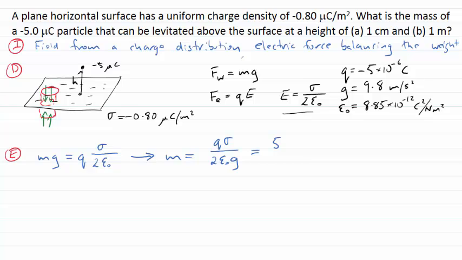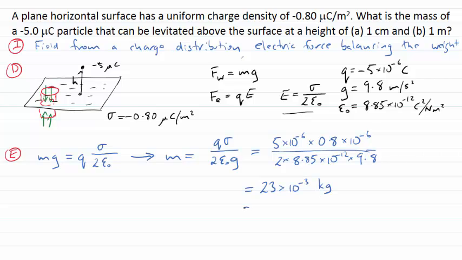We've already taken into account the vector nature of the forces in the problem, so we can simply write this in terms of magnitudes. There's our 5 microcoulombs for our charge, multiplied by our surface charge density, 0.8 times 10 to the minus 6 in coulombs per square meter, divided by 2 times the permittivity, 8.85 times 10 to the minus 12, multiplied by the acceleration due to gravity. And when we do that calculation, we wind up with a number here of 23 times 10 to the minus 3 kilograms, or we might prefer to write that as 23 grams.